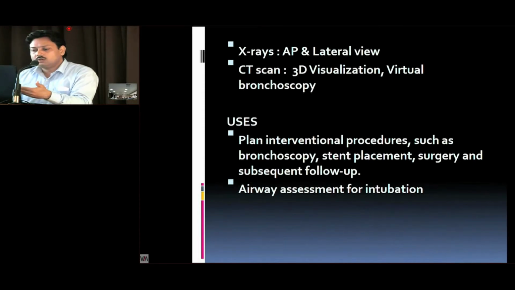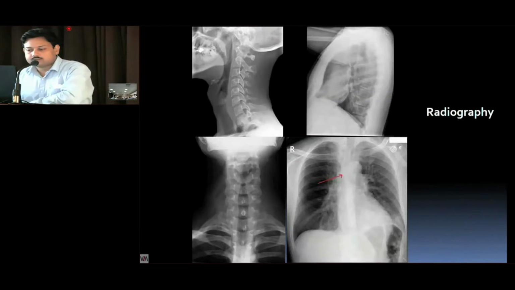So these are useful not only for airway assessment, we also do CT in cases where some bronchoscopic intervention is contemplated, or there is a stenting which is planned for some tracheal or bronchial lesion. So in these cases we are doing it regularly. So these are radiographs. This is the lateral, this is the AP radiograph.